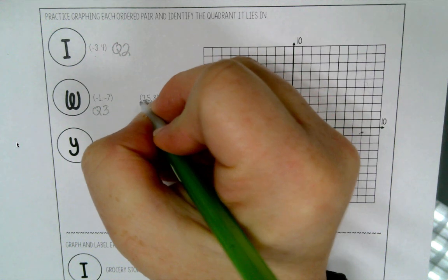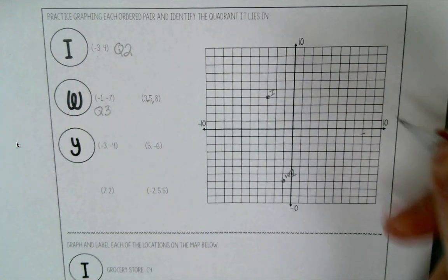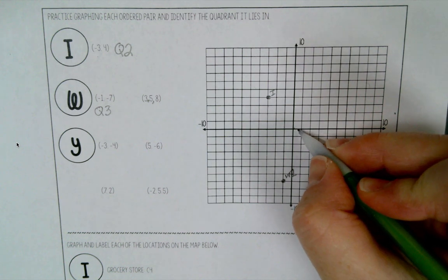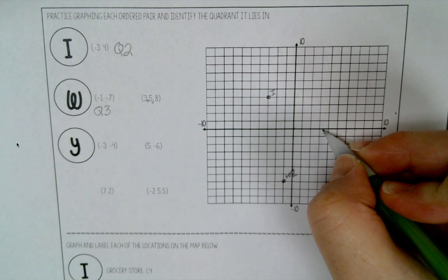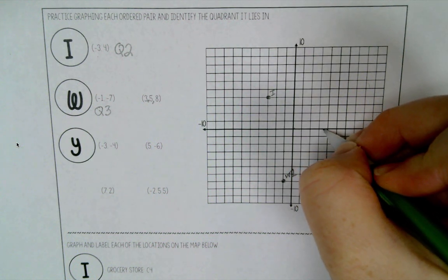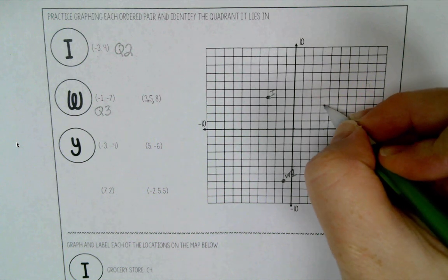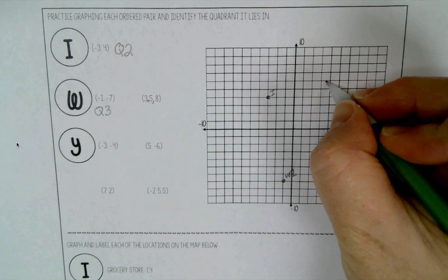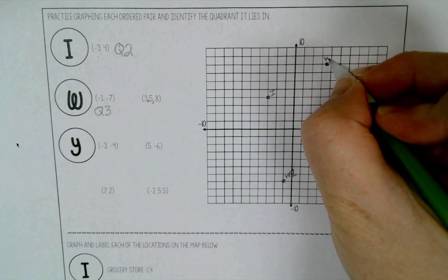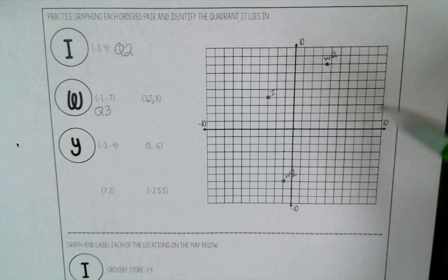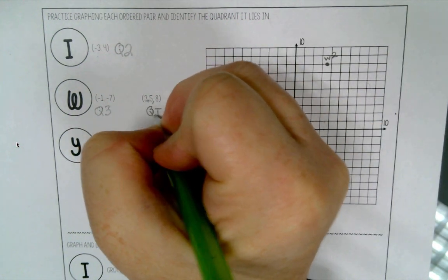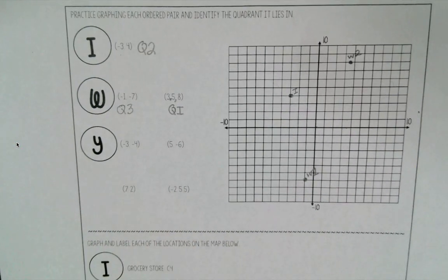Now, I know this is a little bit hard to see. We have 3.5, 8, both positive. So starting at my origin, I'm going to go right 3.5. So we're going to go 1, 2, 3, halfway. Okay? And then positive 8. So we're going to count up. 1, 2, 3, 4, 5, 6, 7, 8. That's our we do 2. And we are landing here, positive, positive in quadrant 1.